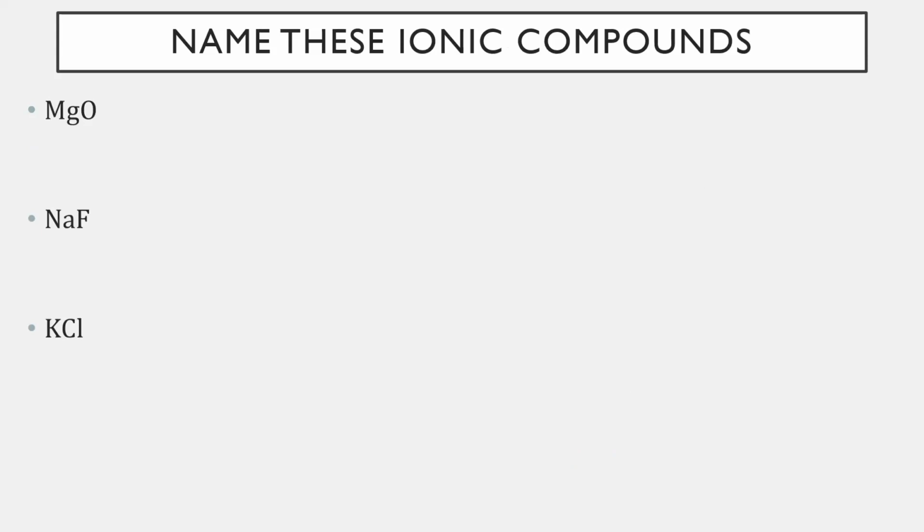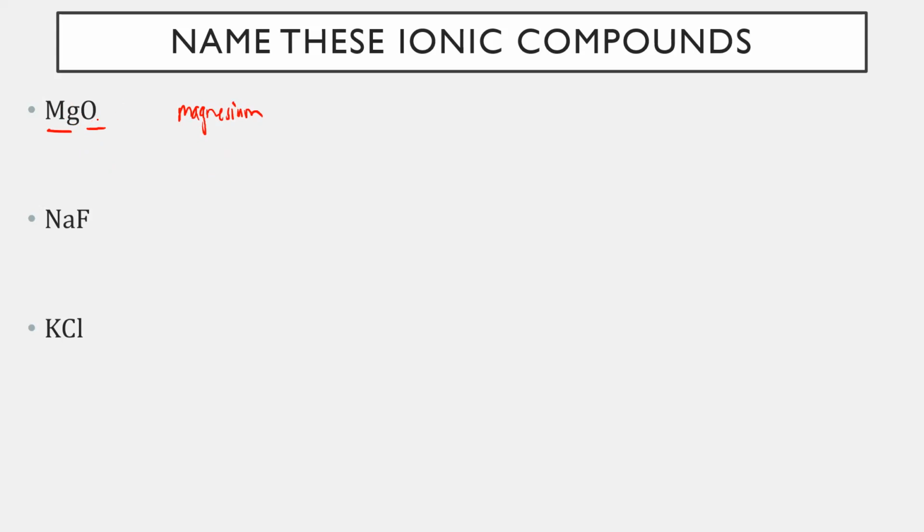Let's look at this first one, MgO. First, identify the metal and the nonmetal. Magnesium is Mg. If you didn't know that, of course, use your periodic table. Mg is magnesium. That's a metal. So we're going to name the metal first, just literally just magnesium. You don't put "-ide" on the metal. It's just magnesium, straight up magnesium.